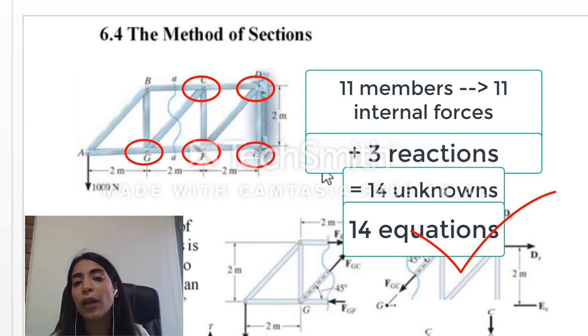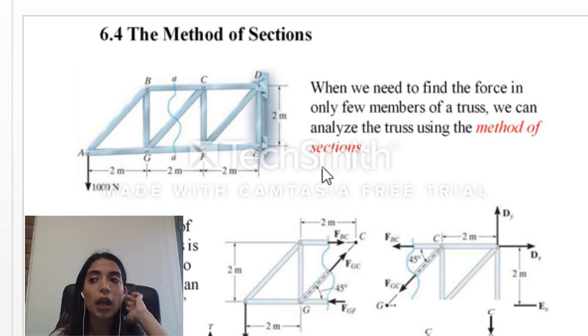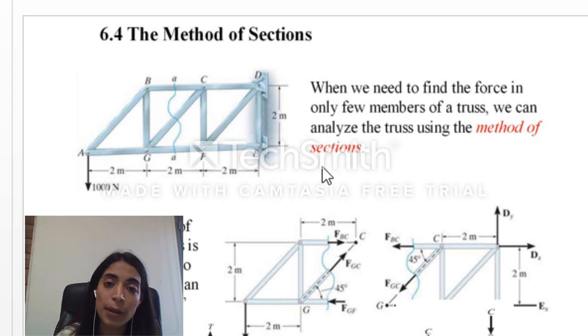I can go apply the method of joints, take each joint apart, and then apply the sum of fx, sum of fy, and find the internal forces. In the method of joints, guys, I have to show the free body diagram of the joint itself. And then, guys, all the forces found using the method of joints are the forces applied on the joints, and they are not the forces applied on the members.